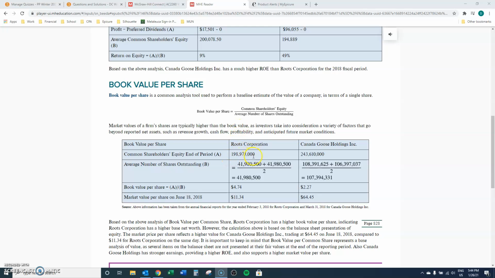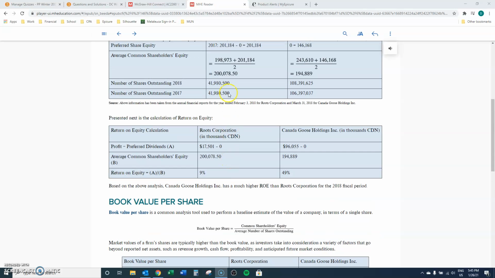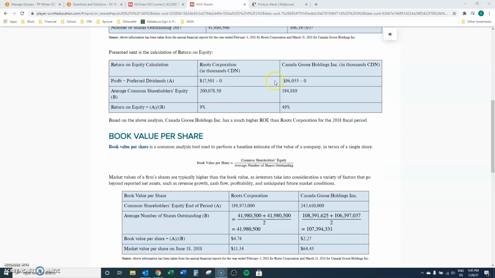So again, for these same two companies, common shareholders' equity is given here and was given above also. Average number of shares outstanding: what they did here is take the 2 years and then divide it by 2 to get the average. Here there was no change, but here there was a change, so the average is given. The book value then is A divided by B.